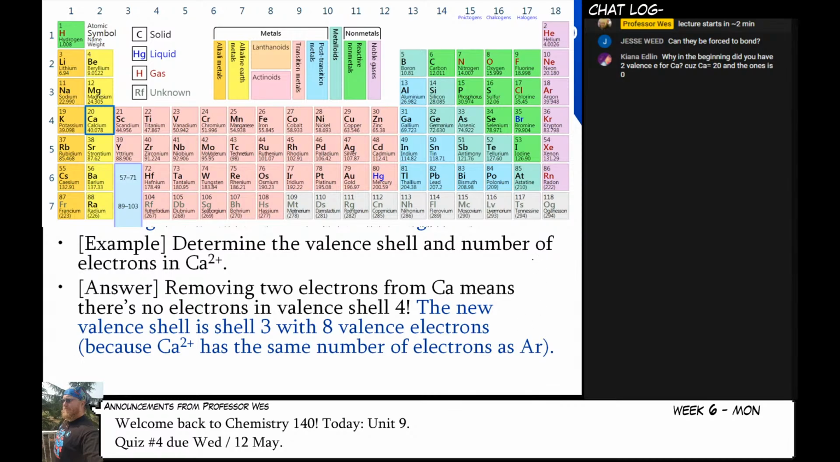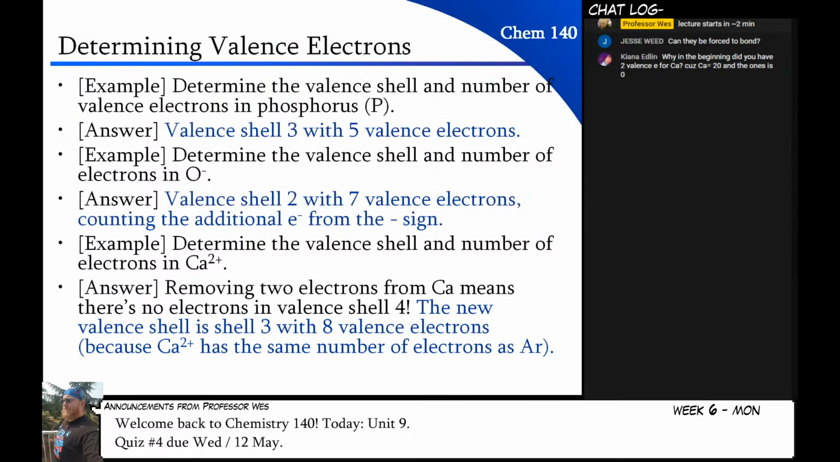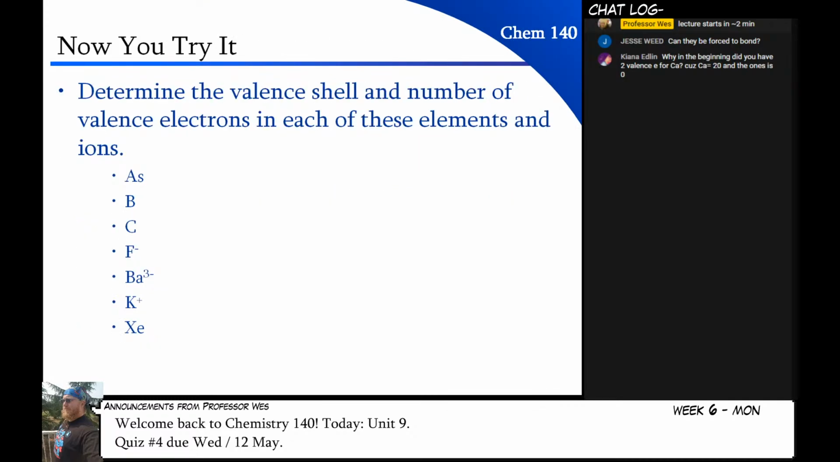All right, so now that you've seen it, we'll get rid of this. What I want you to do is tell me the valence shell and the number of valence electrons in each of these elements. The first 3 are elements. The second set of 3 are ions, so that's going to change the number of electrons that there are there. And then at the bottom I have xenon for some reason. We're going to talk about xenon last because it's special. So tell me the valence shell and the number of valence electrons in each of these. We'll go over the answers in about 3 or 4 minutes.